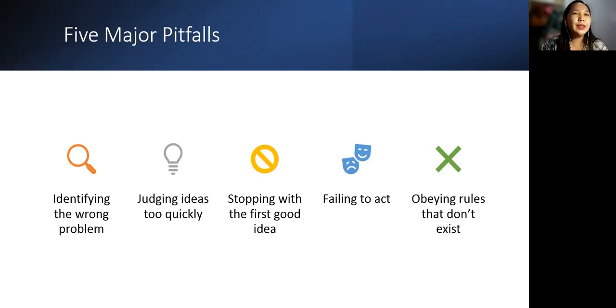So, the second one is judging ideas too quickly. At many business meetings, when someone suggests a new idea or approach, the first reaction you hear is, "We've tried that before and it didn't work," or "The boss will never do it," or "It's not in the budget." People tend to judge ideas prematurely before they take the time to ask what's right about this idea or how this could be made better.